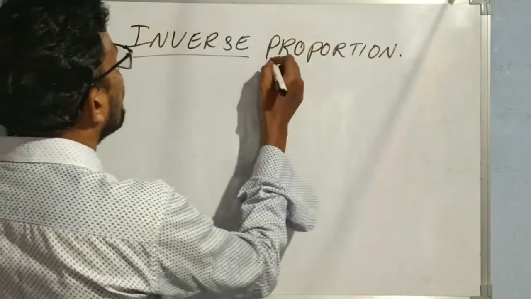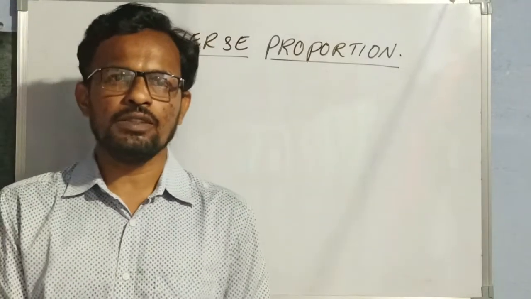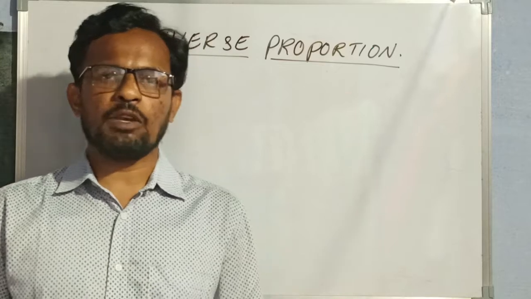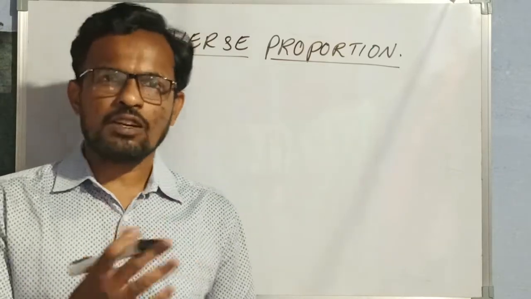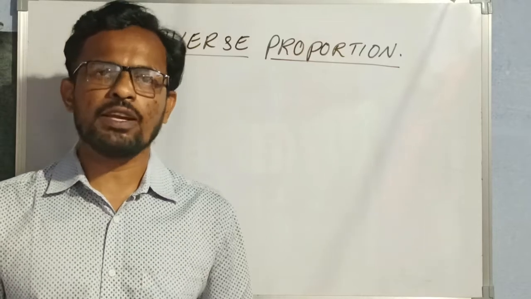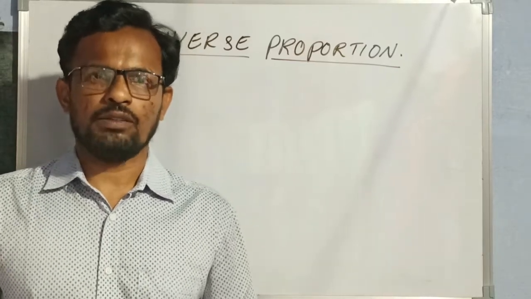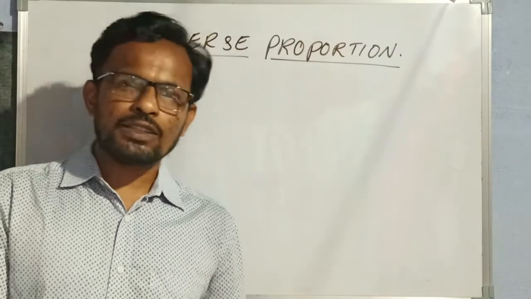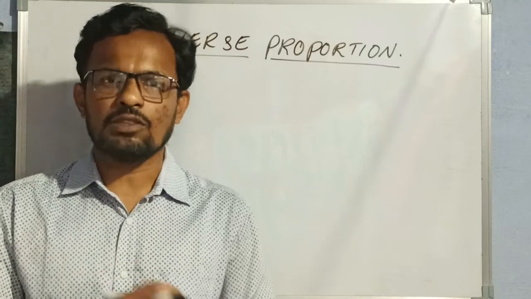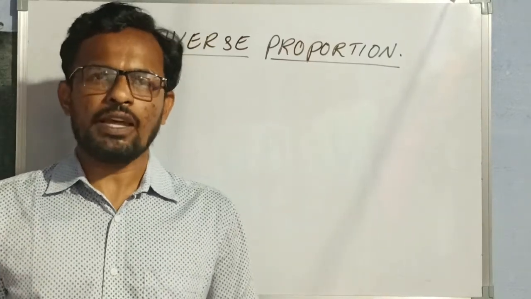Okay. So what is inverse proportion? What is direct proportion? When there is a change in one quantity, when we increase the number of articles, then the cost of articles also increases. That is nothing but direct proportion. When one quantity increases, the other quantity also increases. When one quantity decreases, the other quantity also decreases in the same proportion. Such a type of proportion is called direct proportion.